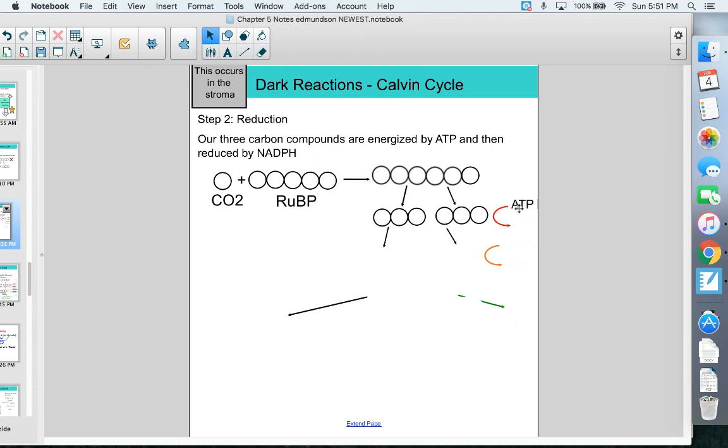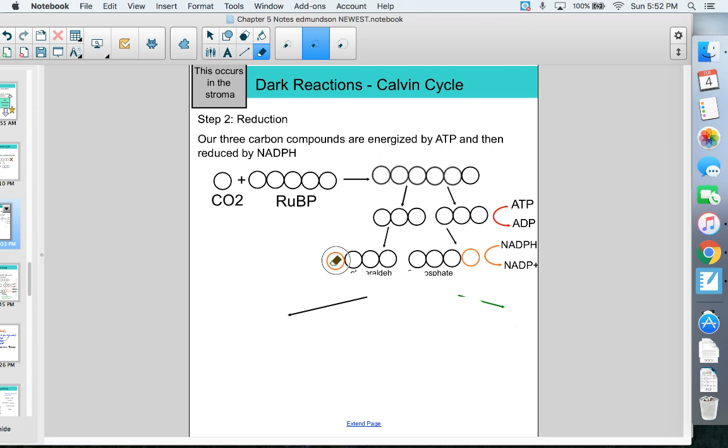So we're taking our ATP that we made in our first step of photosynthesis, and we're going to steal the energy from ATP to make ADP. So now we're taking off that phosphate. Okay, we're also going to take the NADPH and steal the energy from that as well to make NADP+. Okay, in the process, when we energize these things, we are now left with our 3 carbon compounds and a phosphate on the end.